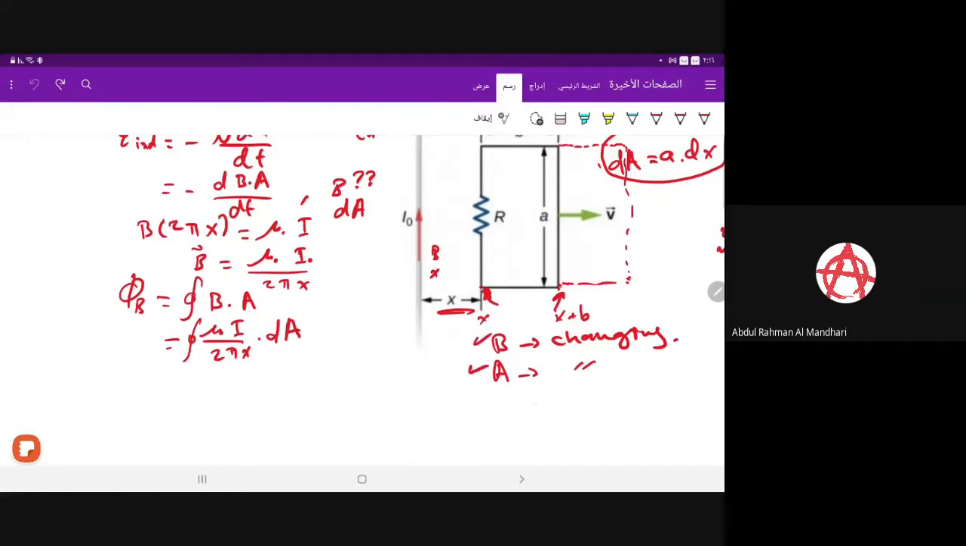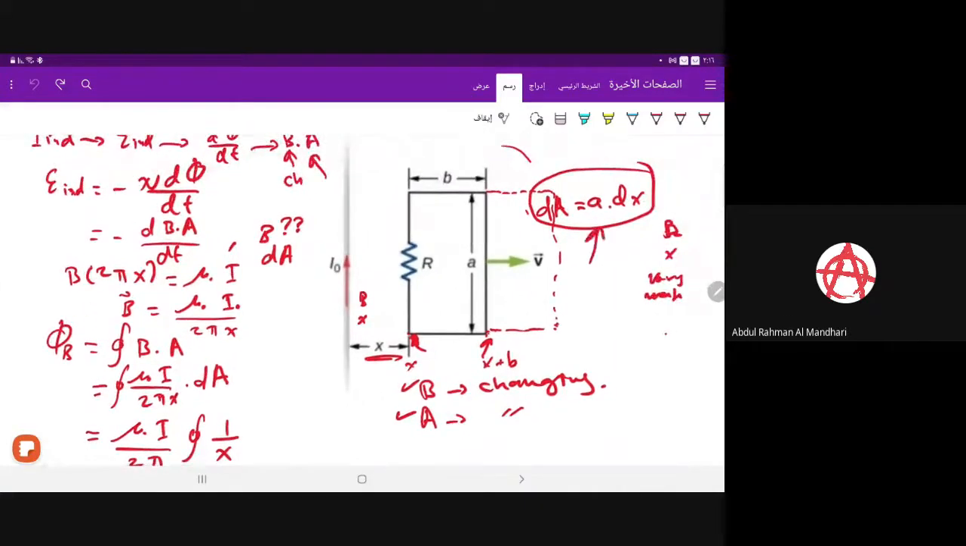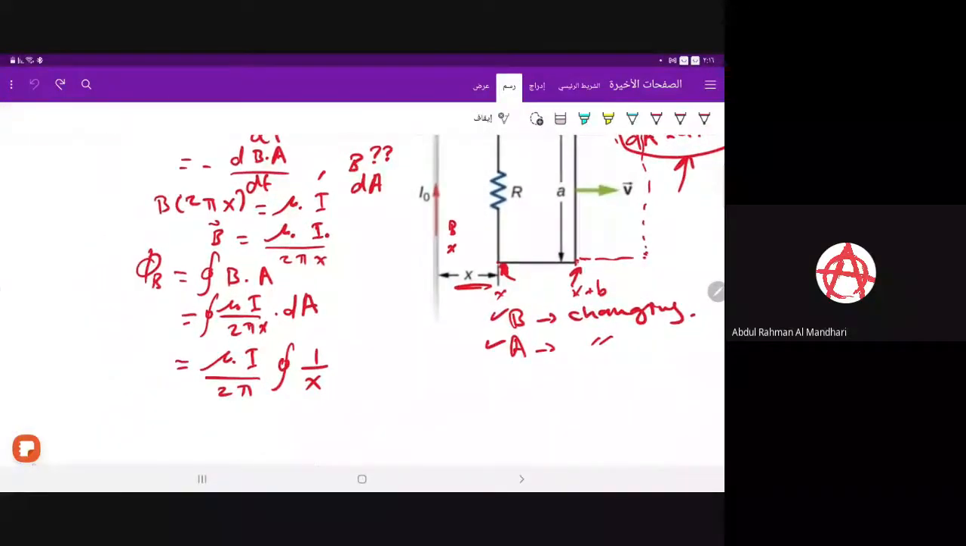So we are not taking fully B or fully A. We are taking a small amount of B and a small amount of A, which is dB and dA in this case. But we know that mu naught, I and 2 pi are constants, so we can take them out. So mu naught into I divided by 2 pi, and the integral will be only for 1 over x. Don't forget dA, as we said here, it is A into dx. So this will be into A dx, like that.